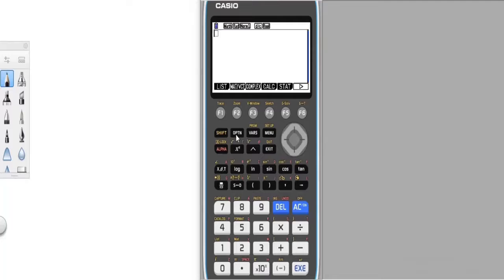Let me go back to option. There is one function I'm looking for here. Yes, this is probability. For this probability, if you want to solve problems involving factorial, or permutation and combination, once you press this F3 button, you will access the function. This one is for combination, this one is for permutation, this one is for factorial. And this one is for random probability problems.